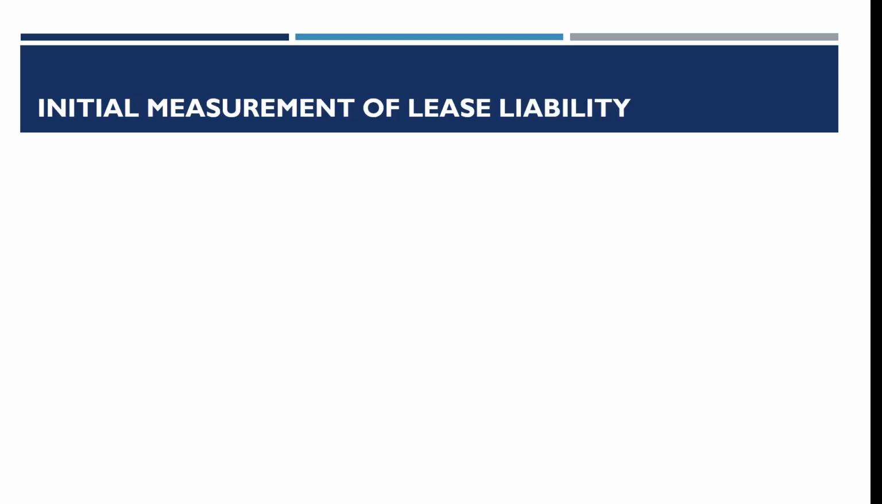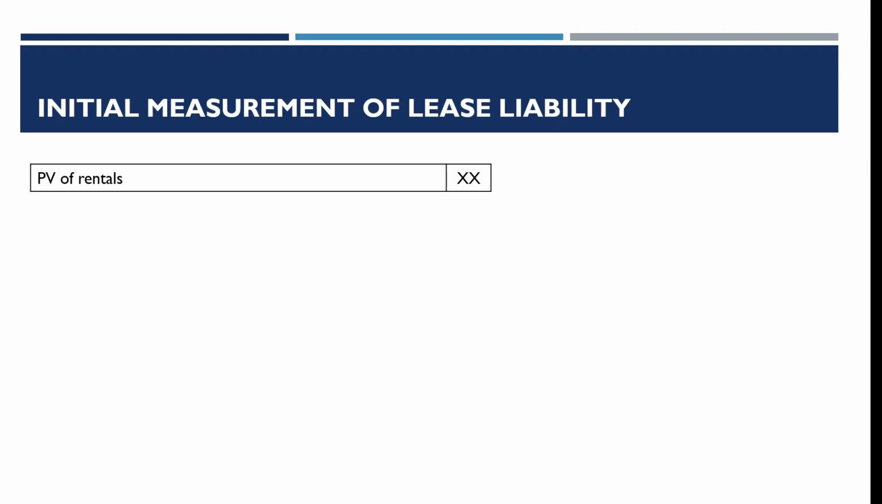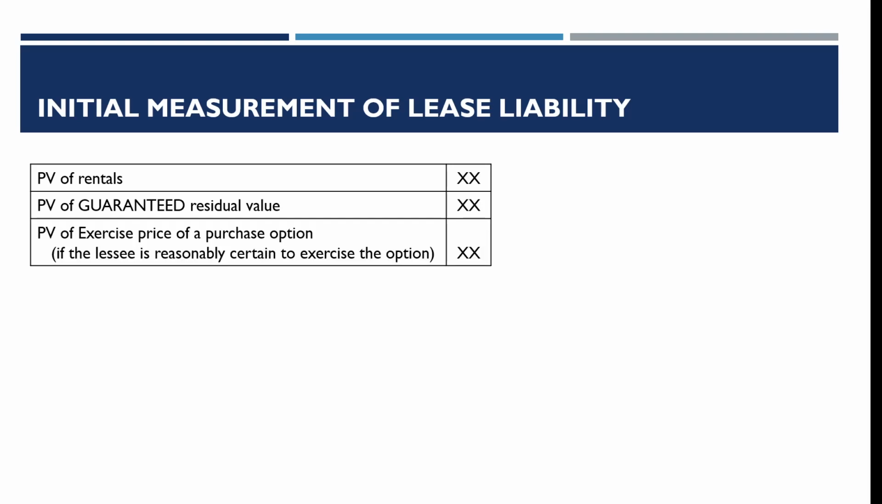Next, let's determine what are the different components of the initial measurement of your lease liability. The first component would be the present value of the rental payments. Second, present value of underlying guaranteed residual value. Pagdating kay lessee, ang i-account lang palagi natin would be the guaranteed residual value. We do not account for the unguaranteed residual value pag kay lessee na tayo nakatingin. Okay? Third component, present value of the purchase option.